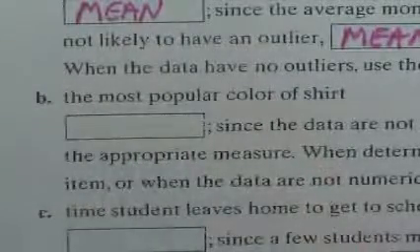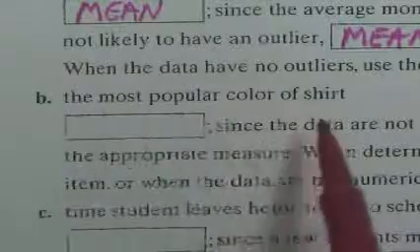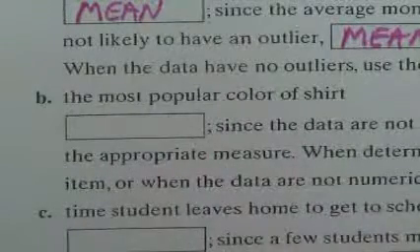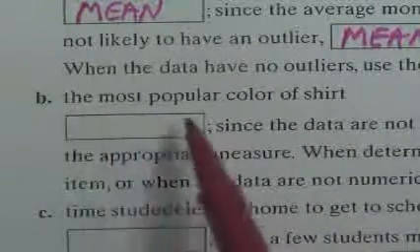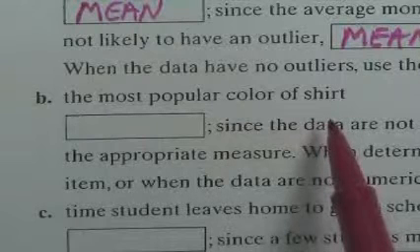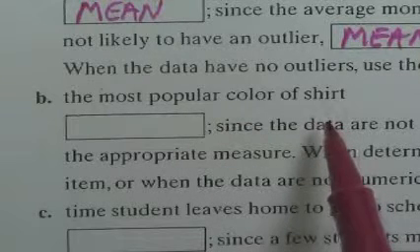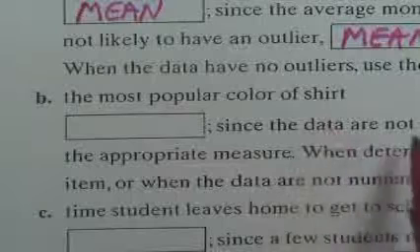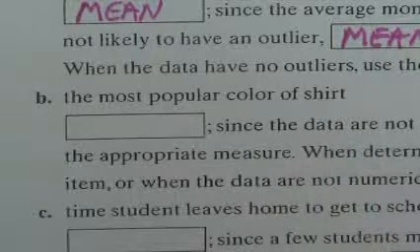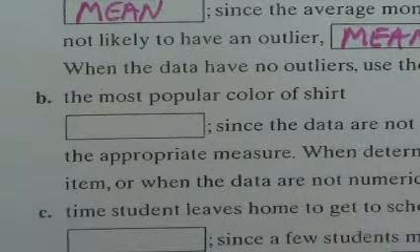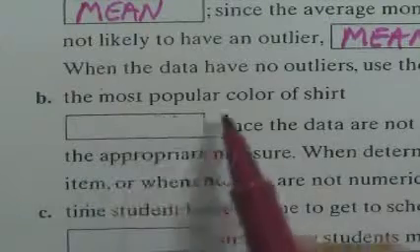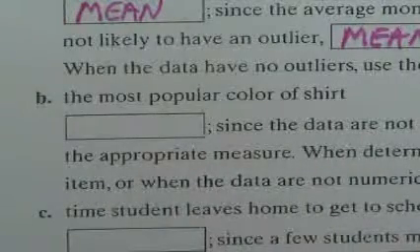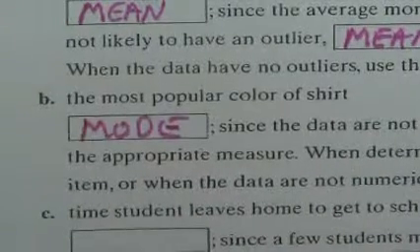Okay, to find the most popular color of shirt. For example, in the classroom, to find out what's the most popular color of shirt, would you use the average, mean, or would you use the middle, or would you use the mode? Mean, median, or mode to find the most popular color of shirt? That would be mode.